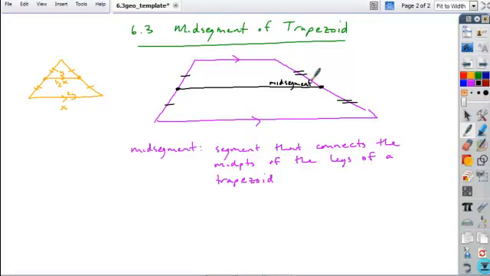Okay, and just like with the triangle, there are two properties that you need to be aware of. The first is that it is parallel to the bases. So it's parallel to both bases. And then second, again, very similar to the midsegment of a triangle, its length is going to be the average of the two bases.